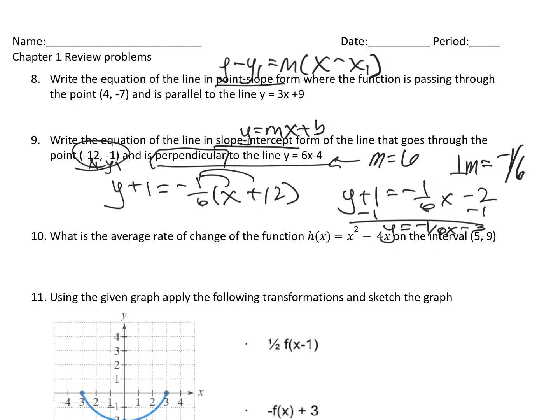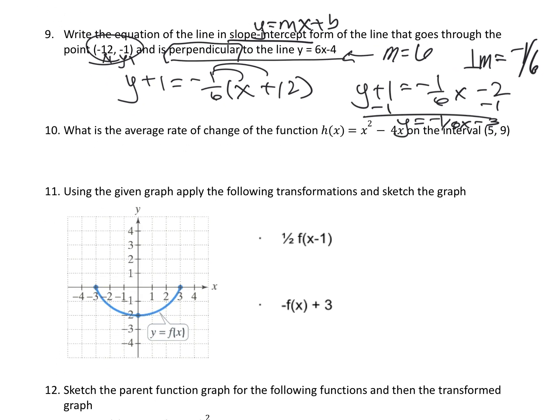Finding your average rate of change. Now, we did talk about different ways to do this problem. I think the easiest way is to call this x1, x2, and remember you can find your y1 and y2 by just plugging in. So if I plug in 5, I get 25 minus 20. If I plug in 9, I get 81 minus 36, which, if I'm doing my math correctly, is 45. Since I plugged in x1 and got 5, that's y1. Since I plugged in x2 and got 45, that's my y2.